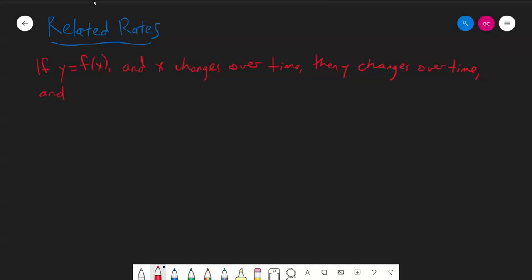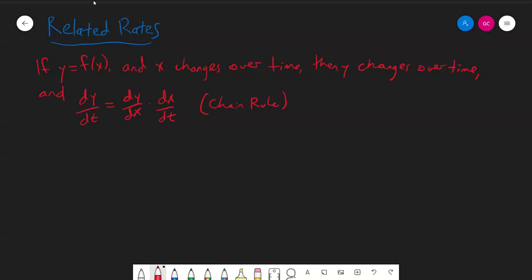And since they're both functions of time, that means we can talk about how quickly they are changing, which is to say their derivatives with respect to time. And it turns out that in this case, the derivative of y with respect to time is equal to the derivative of y with respect to x times the derivative of x with respect to time. And in fact, this is just another way of writing the chain rule.